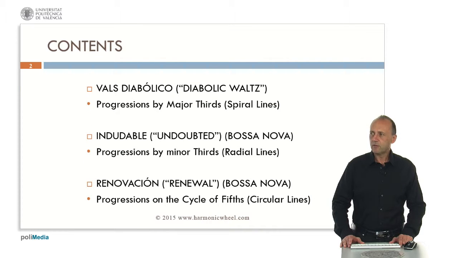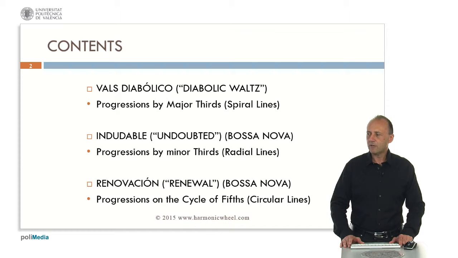The first example is the Vals Diabolico, diabolic waltz, which contains progressions by major thirds, that is, following spiral lines on the harmonic wheel, which correspond to the Coltrane changes. The second example is a bossa nova called Indudable, Undoubted, which contains progressions by minor thirds, that is, following radial lines, as in the Bartók axis.